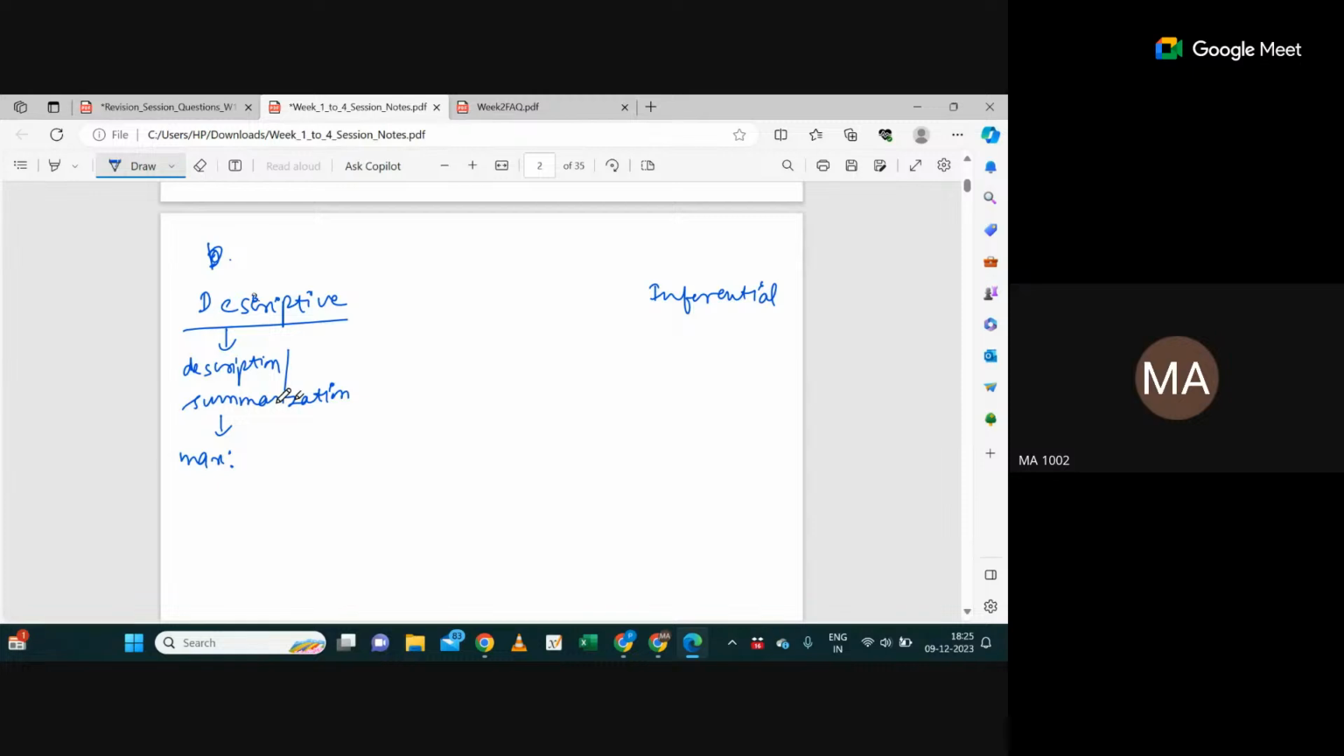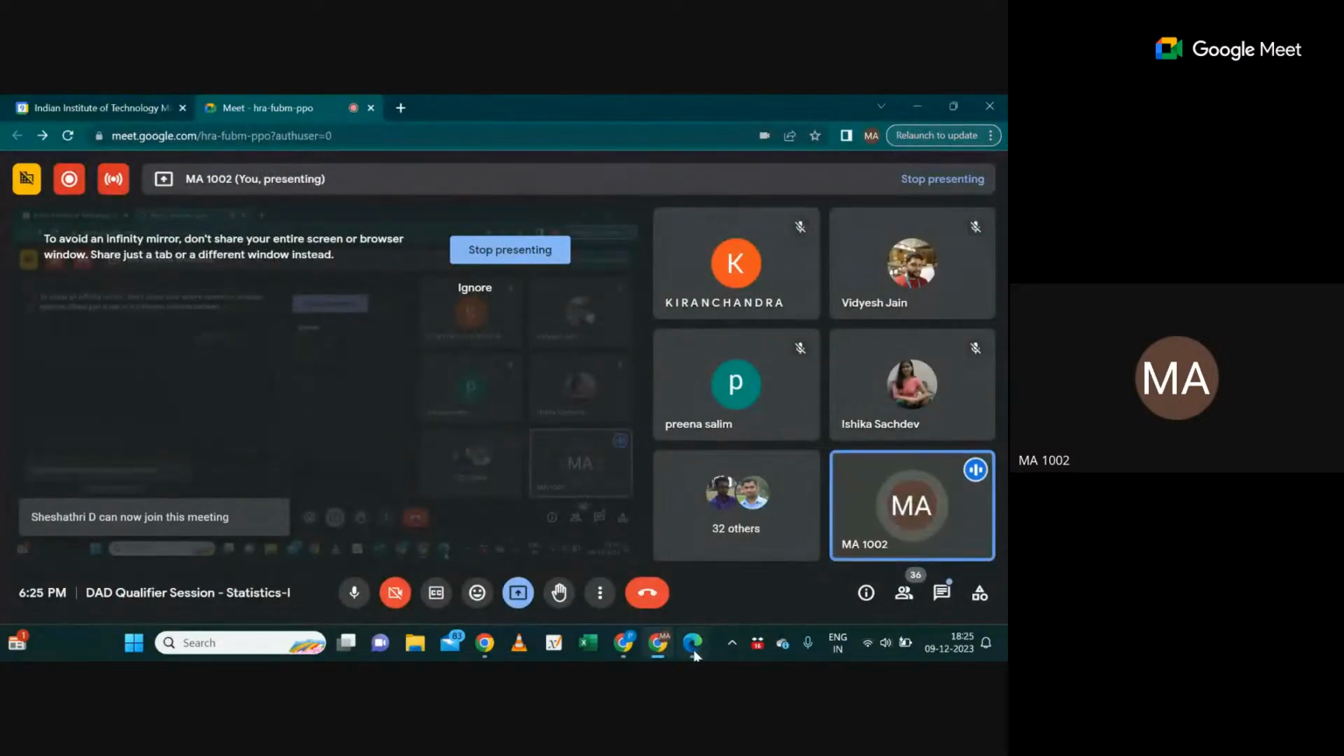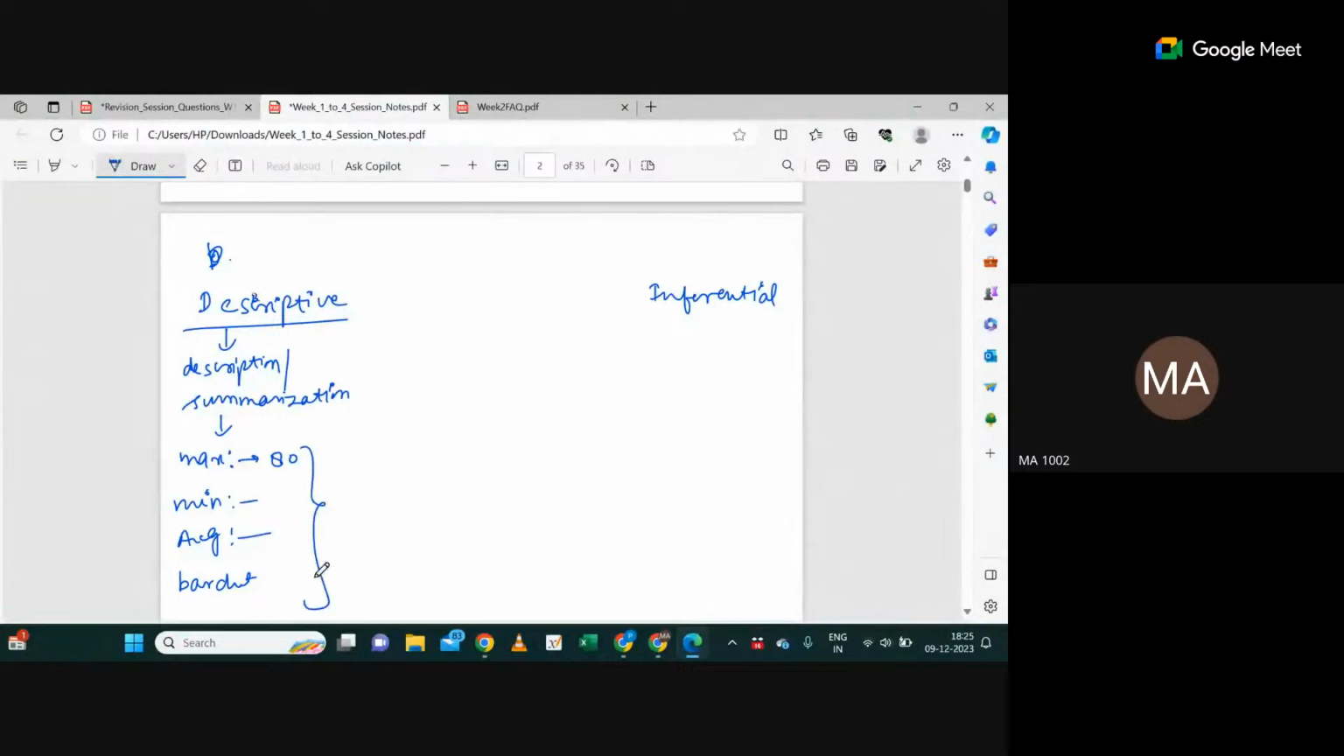Suppose you have marks of some 40 students. You can simply say maximum marks is, let's say, 80, minimum marks is something, average marks is something. You can plot any bar chart, any pie chart, regional wise and all, right? So basically, what you are doing, you are just summarizing your data set. You are just describing your data set.